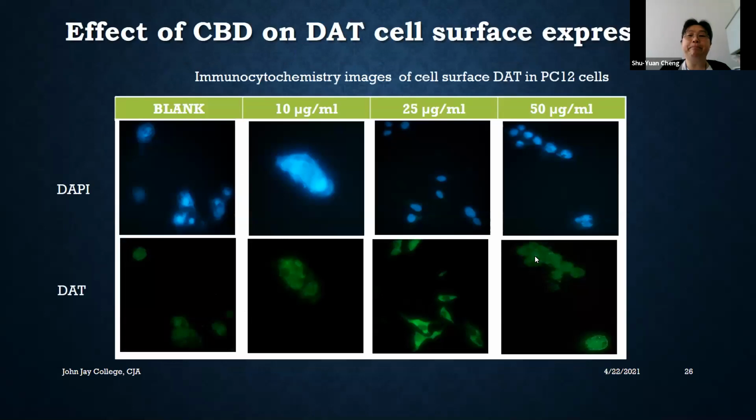Then, how about CBD? I treat the cells with the same concentrations, 10, 25, 50 microgram per ml of CBD, and I looked at the dopamine transporter on the cell surface using the immunocytochemistry assay. And I found that in the bottom panel, going to the right side as the concentration increases, there's more green color. So that means the dopamine transporter stays on the cell surface more. If we increase the concentration, the dopamine transporter on the cell surface increases.